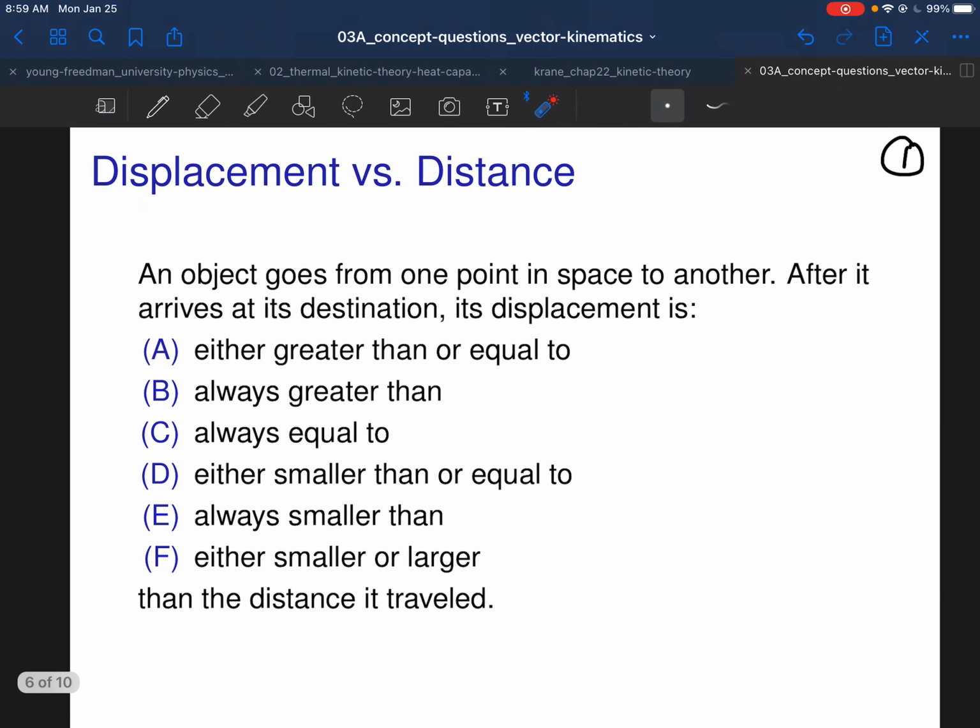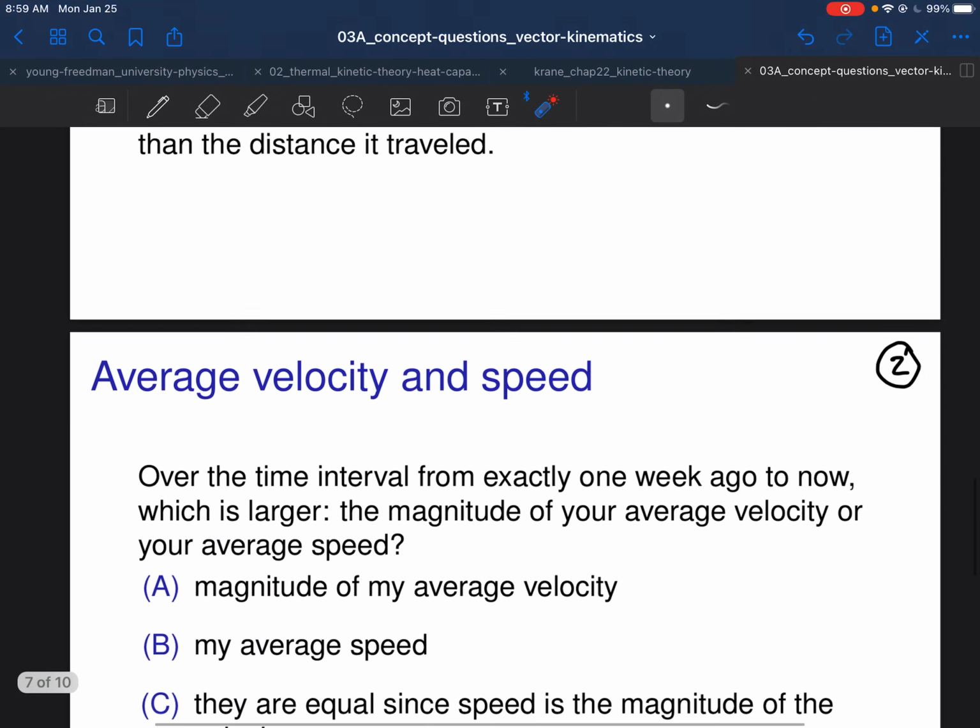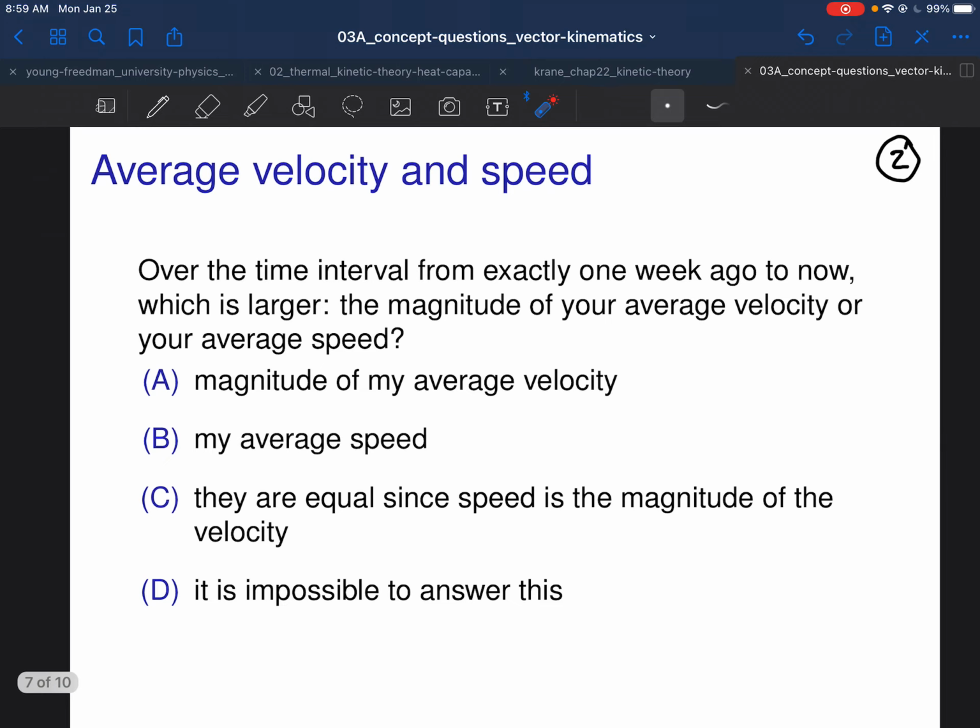We'll move on to a couple of definitions about kinematic quantities. So here's the first question. Pause the video. And here's the second question.